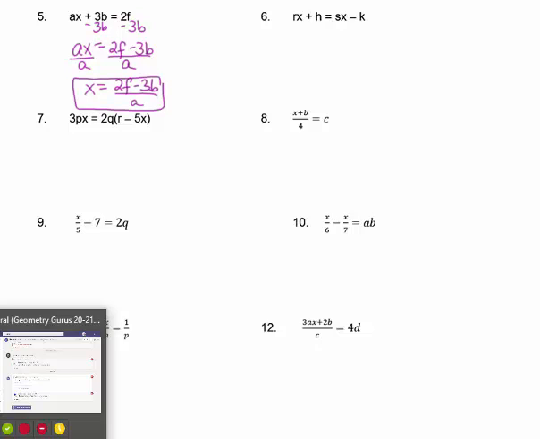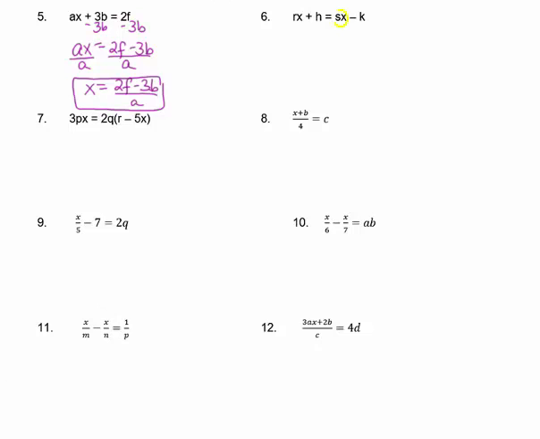Number 6, I also have to solve for x, but this is one of those cases where I have an x term on both sides of the equation.